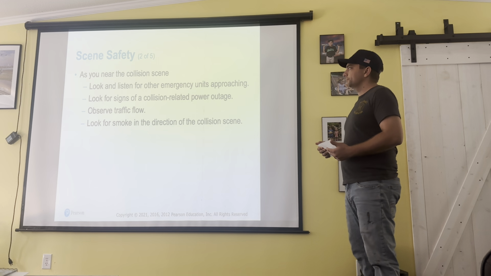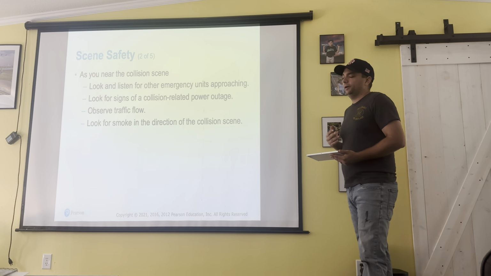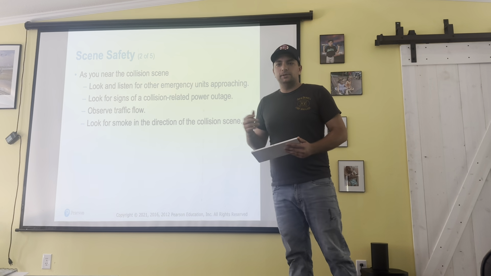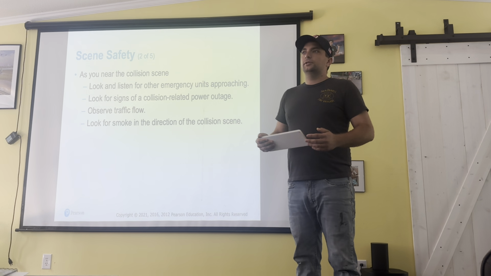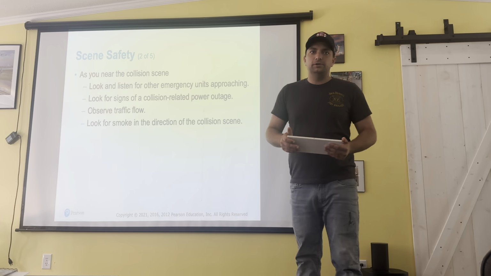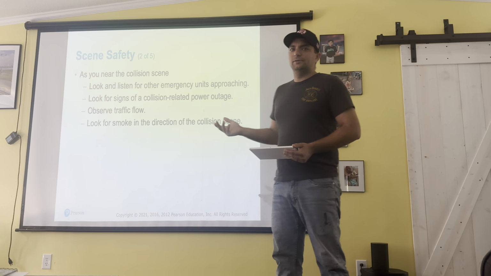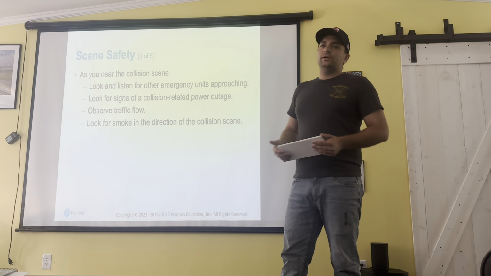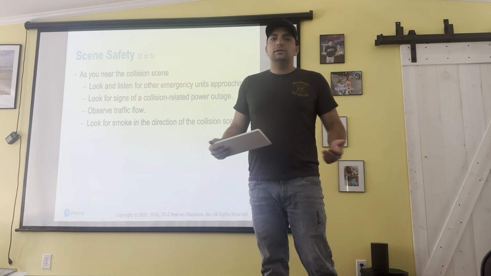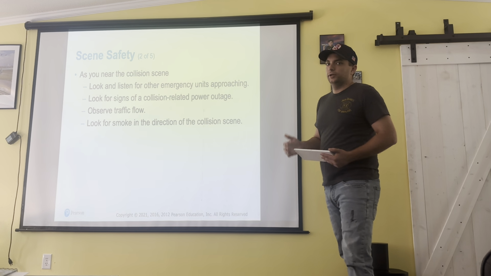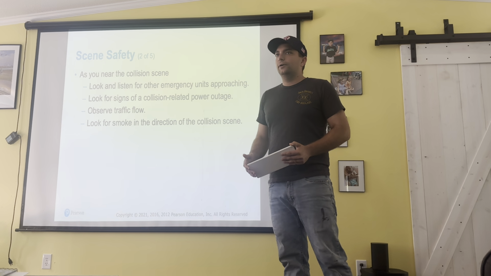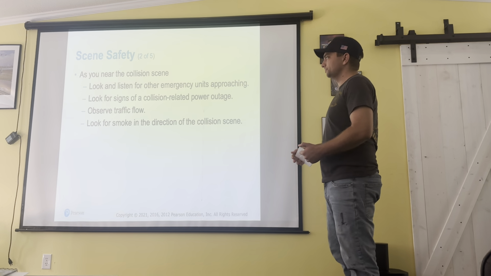Look for signs of a collision-related power outage. What this is talking about is if you're driving up to the scene and you're noticing maybe it's nighttime, maybe it's in a commercial area and there's street signs out front, there's open signs in the window, and you're noticing like, hey, the power's out in this block. Start looking around for downed power lines. They may have hit a power pole. Those power lines could be under the car. That's another danger that we need to look out for. That goes back into calling for those additional resources. We're going to have to call for the power company to come out and make that scene safe for us.